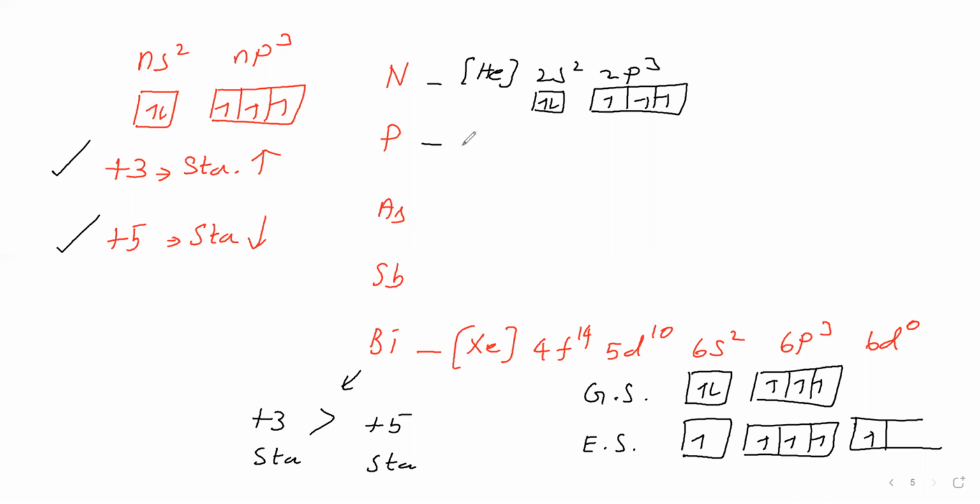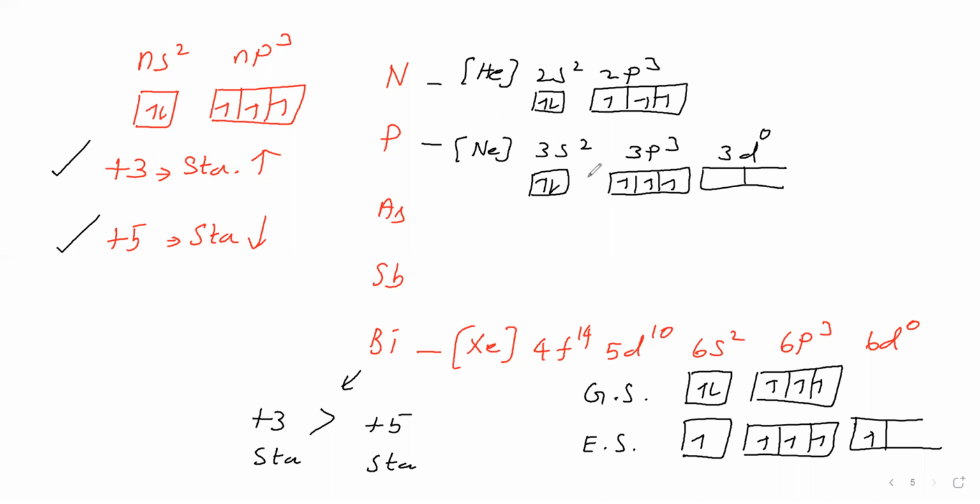That's all. Phosphorus, if we see the electronic configuration, is neon 3s2 3p3, with 3d0. So 3s contains 2 electrons, 3p contains 3 electrons, and 3d is vacant. This is the ground state. In the excited state, from 3s 1 electron goes to 3d. So 5 unpaired electrons are there in the phosphorus excited state.